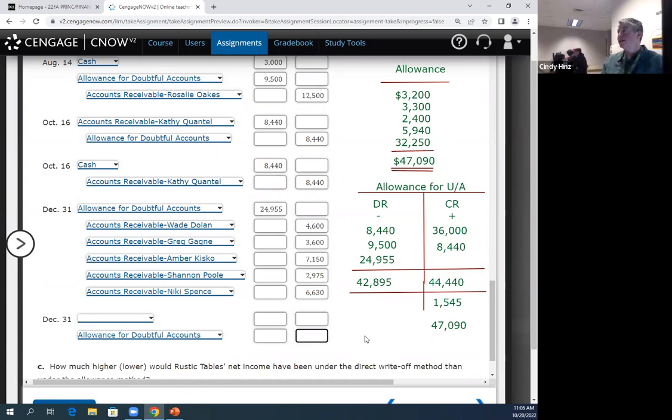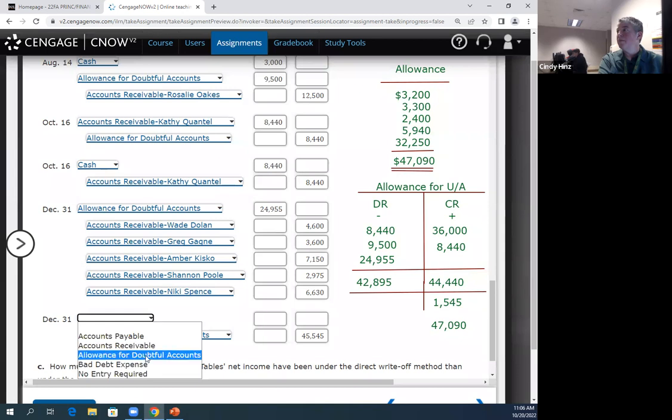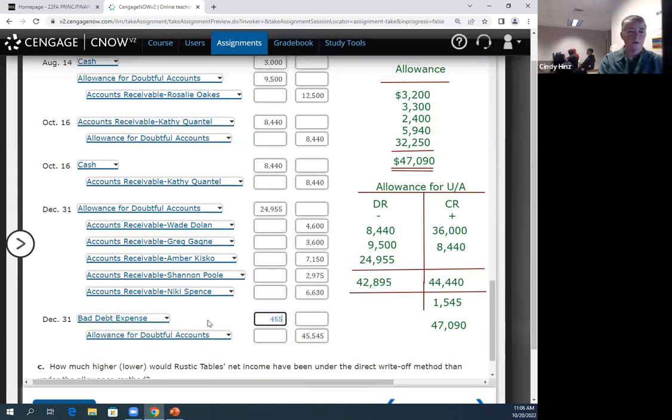How much do we need to credit that account? $45,545. And where did that come from? We already have $1,545 in there. We need to put in this much more to get to the $47,090. And it is at this point that we report that bad debt or uncollectible or doubtful accounts expense.